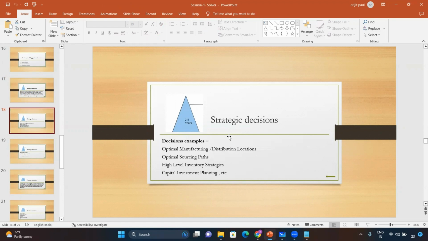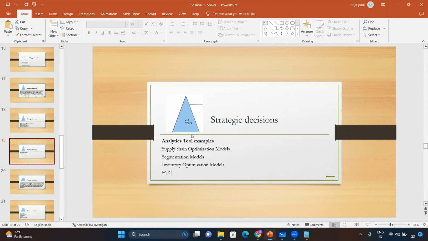Now, examples of strategic decisions. For example, investment planning, high-level inventory strategies, optimal sourcing paths, distribution locations, or setting up a plant. All those come under strategic decisions. And what are the analytical tools under strategic decisions? Supply chain optimization models, segmentation models, inventory optimization models, etc. These are the different types of models that we can create for taking strategic decisions.